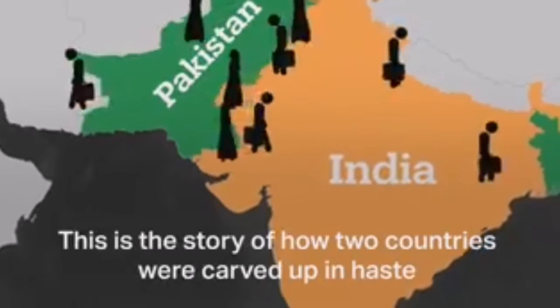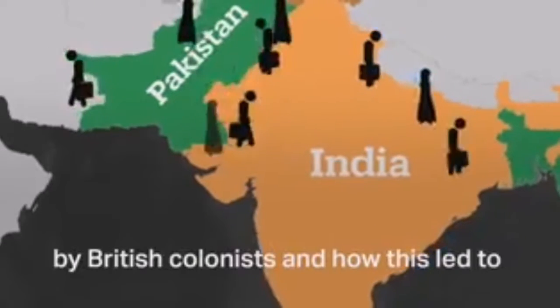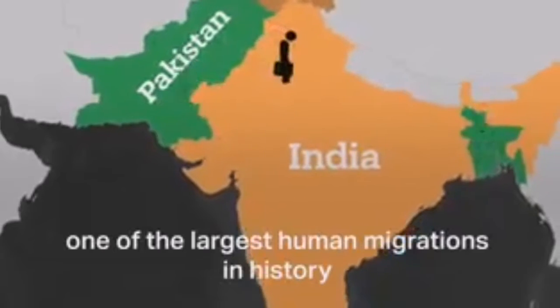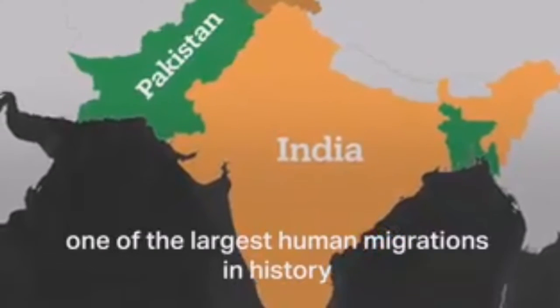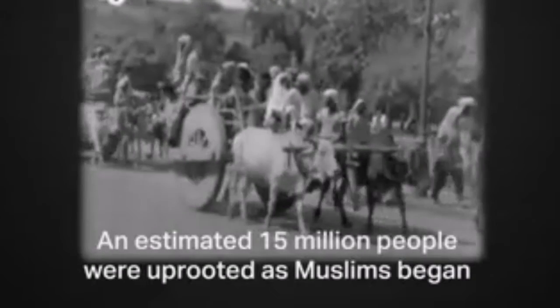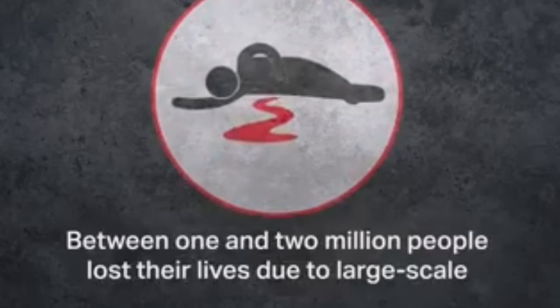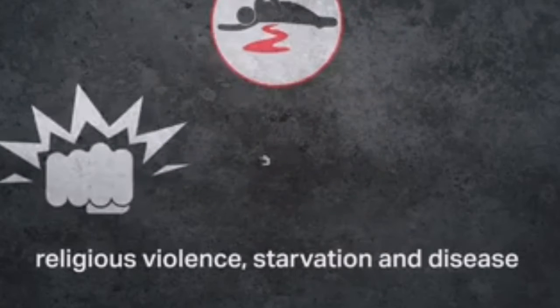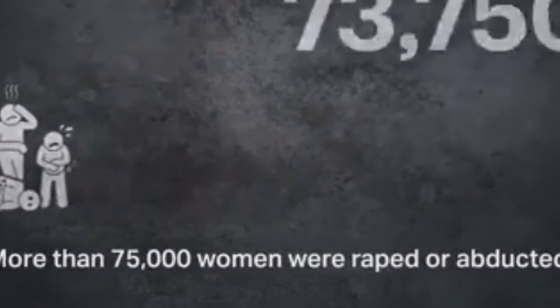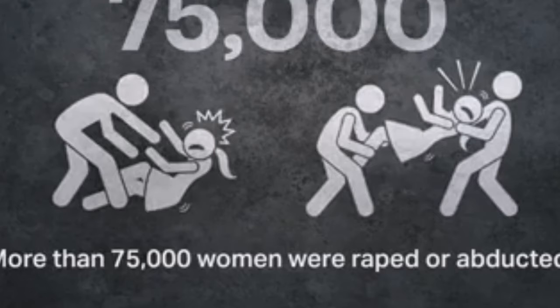This is the story of how two countries were carved up in haste by British colonists and how this led to one of the largest human migrations in history. An estimated 15 million people were uprooted as Muslims began trekking to East and West Pakistan, while Hindus and Sikhs went the other way. Between 1 and 2 million people lost their lives due to large-scale religious violence, starvation, and disease. More than 75,000 women were raped or abducted.